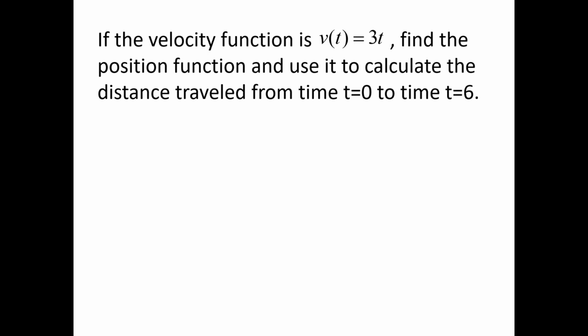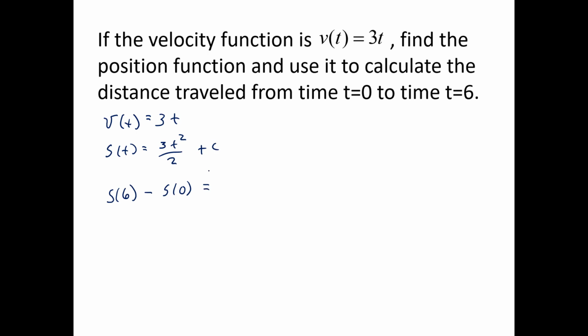If the velocity function is v of t equals 3t, find the position function and use it to calculate the distance traveled from time t equals 0 to time t equals 6. Okay, so again, we know that the velocity is equal to 3t. And if we're going backwards, we find the antiderivative to find the position. The antiderivative of 3t is 3t squared over 2 plus some constant. Don't know what that constant is, and it turns out it's not going to matter. We can use any constant we want, because now to find my distance, I'm going to take my position at 6 and subtract my position at 0.